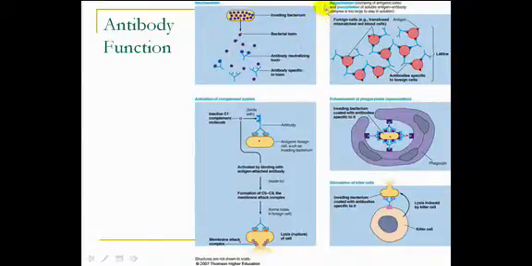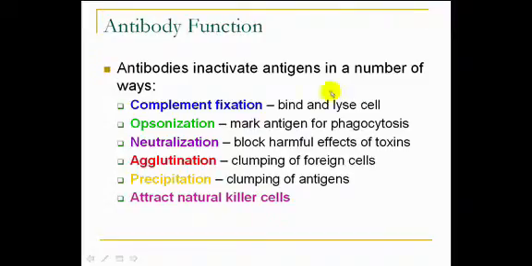The other thing you can do is what we call agglutination, which is where they bind to the antigens on the cells and link the cells together. And so they form these large complexes that make it easier for macrophages to come and eat them. And then precipitation is kind of similar. It's the clumping of the antigens. So the difference between agglutination and precipitation is agglutination is the clumping of foreign cells.